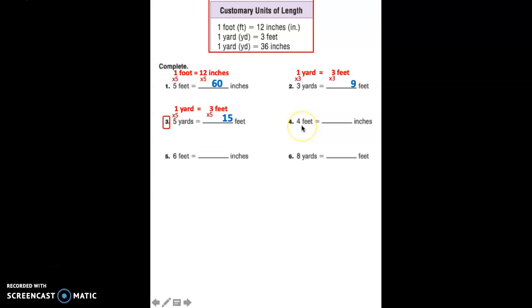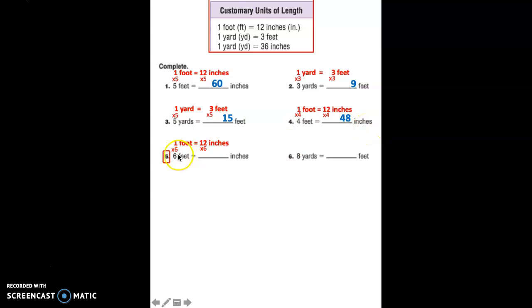Let's try number 4. 4 feet equals blank inches. I know 1 foot equals 12 inches. I need to multiply 1 foot times 4 to give me 4 feet. Whatever I do on this side of the equal sign, I must do on the other side. So the 12 inches I must multiply by 4. 12 times 4 equals 48. So 4 feet equals 48 inches.